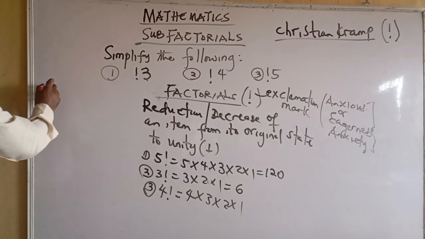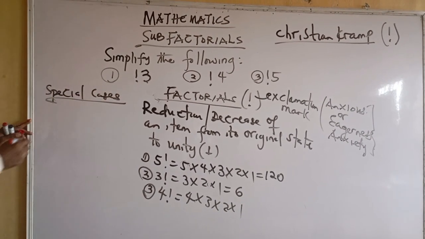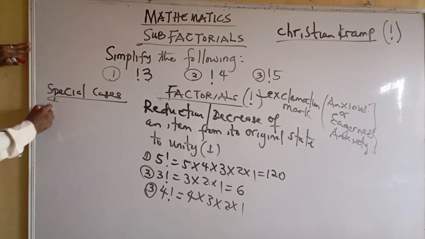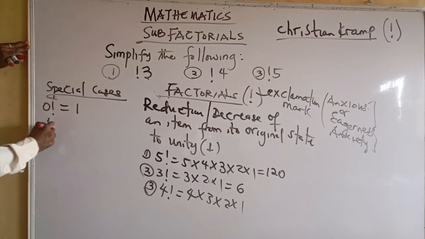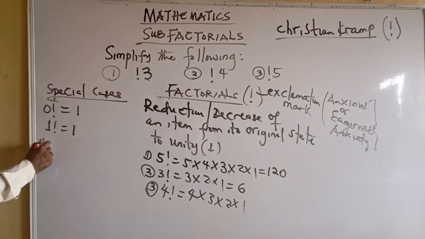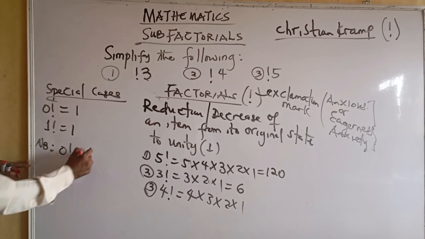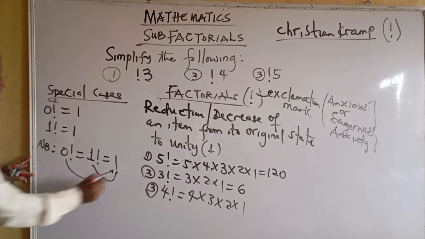But there are some special cases. There are some special numbers. 0 factorial is 1. No reduction here. 1 factorial is 1. Why did I call them special cases? Note, anywhere you see 0 factorial or 1 factorial in mathematics, the value is 1. They are the same thing. Their values are the same.